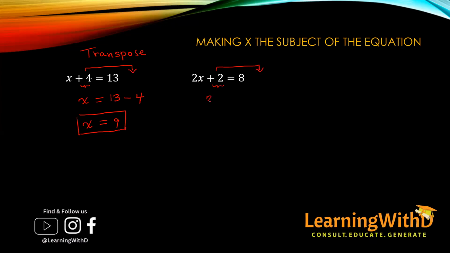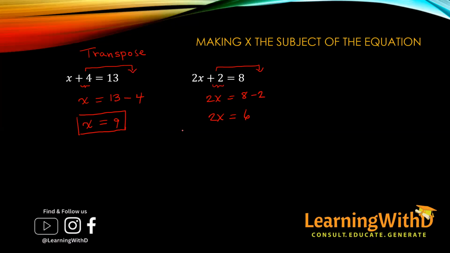So when I do that, I'm going to have 2x is equal to 8 minus 2. So if you notice what I did there, I moved the 2 over to the right-hand side. It was positive on the left-hand side, so it became negative when I moved it over. So I have 2x is equal to 6. Now I have a slightly different problem. I have a coefficient in front of this x. I want x by itself. So I've got to get rid of the coefficient, which in this case is 2.